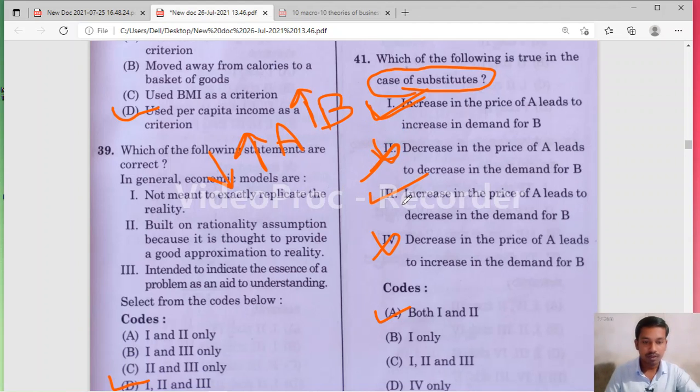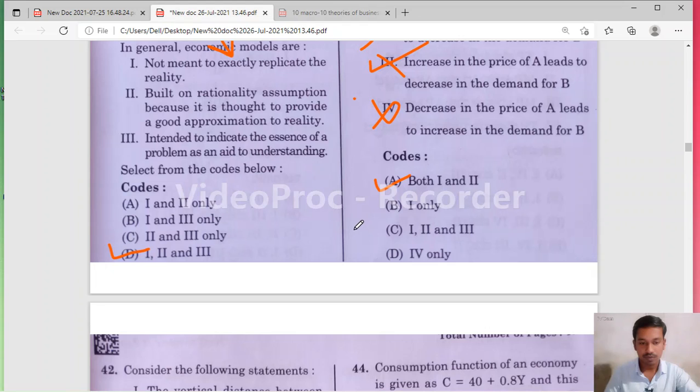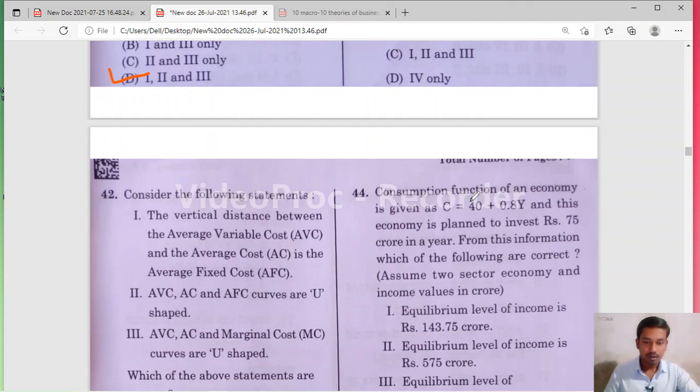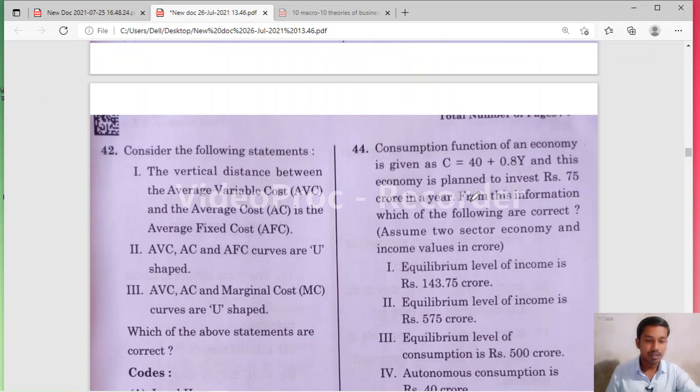And third one, increase in the price of A leads to decrease in the demand for B. No, this is also wrong here. So here, sorry friends, the right answer is option B. Only B is the correct answer. Sorry, A is not correct here. B is correct. Only the first one is correct. A detailed explanation I will try to give in our next video. So many students and candidates were asking me for these answer keys, so I tried to provide them in very less time.